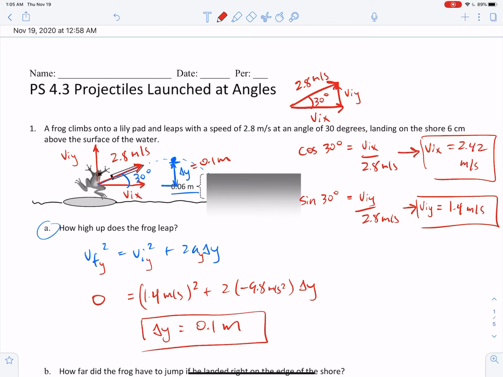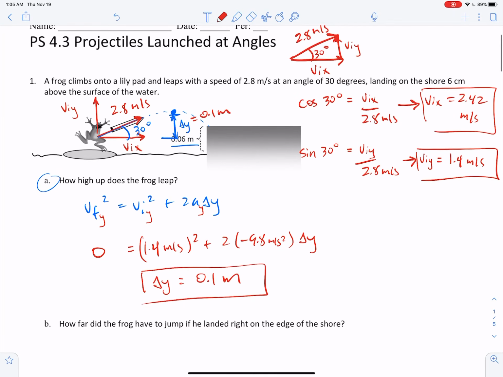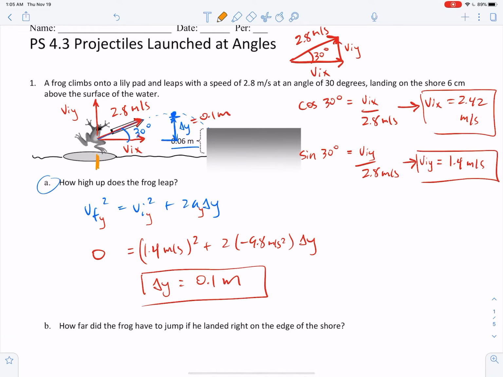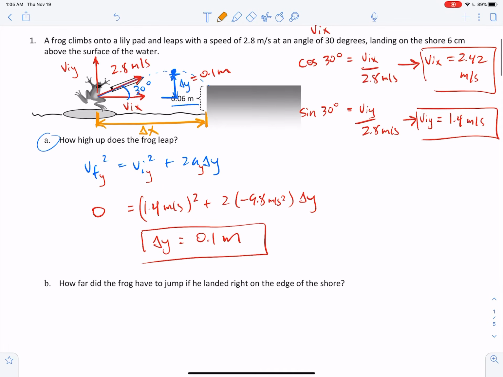Okay. Now, what about how far? How far over is it going to go? So now the question is this: from here to here, what is this distance? That's called delta x. It's the range. So delta x is v initial x times t. The frog moves at constant speed in the horizontal direction, so if we know its horizontal velocity and the time that it's in the air, we just multiply them together to find the delta x, the range.